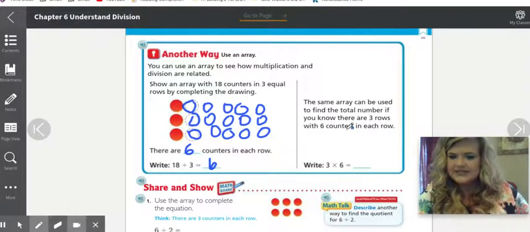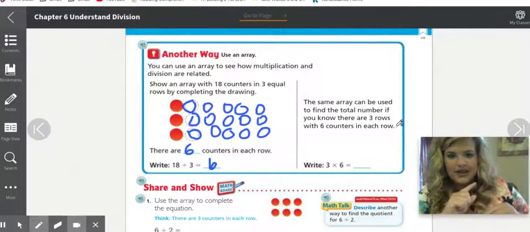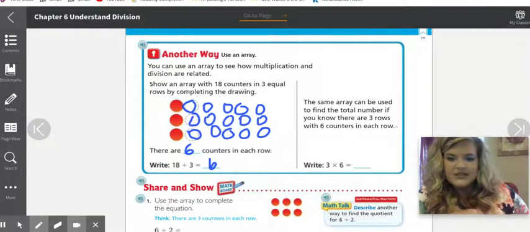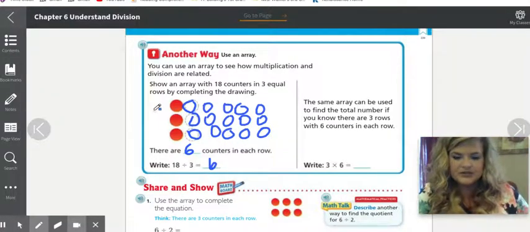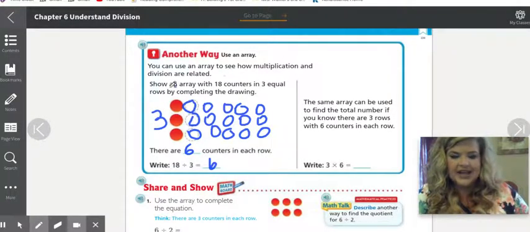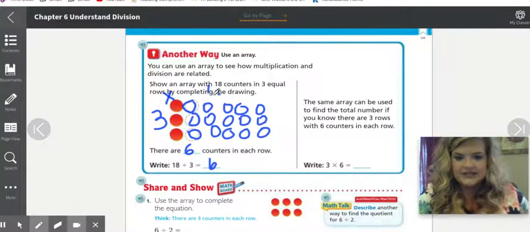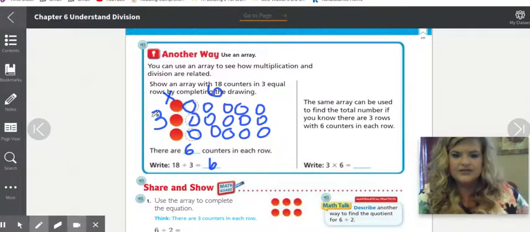Now, over here on this side, it says that same array that we already drew can be used to find the total number if you know there are 3 rows with 6 counters. So remember when we looked at multiplication, we said over here I have 3, and I don't know how many columns I've got to make, but I know 3 times. Remember, that corner makes a pretty X for us. And then I can go 6 across. So 3 times 6 equals 18.